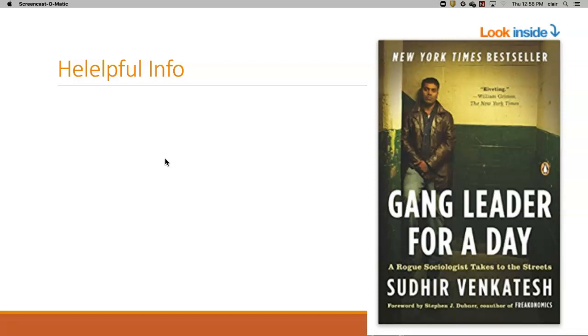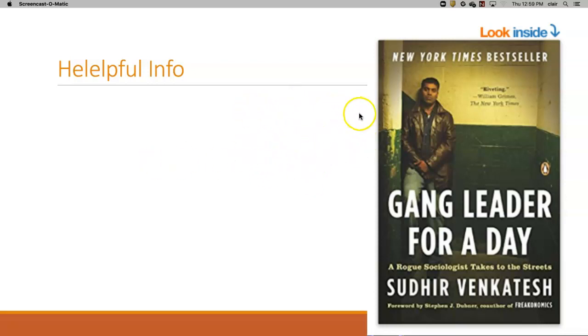So if you're thinking about writing about the situation where Venkatesh chokes Bibi, you could search the word choke, you could search Bibi, you could search blue, and that will show you the pages where those matters are discussed.